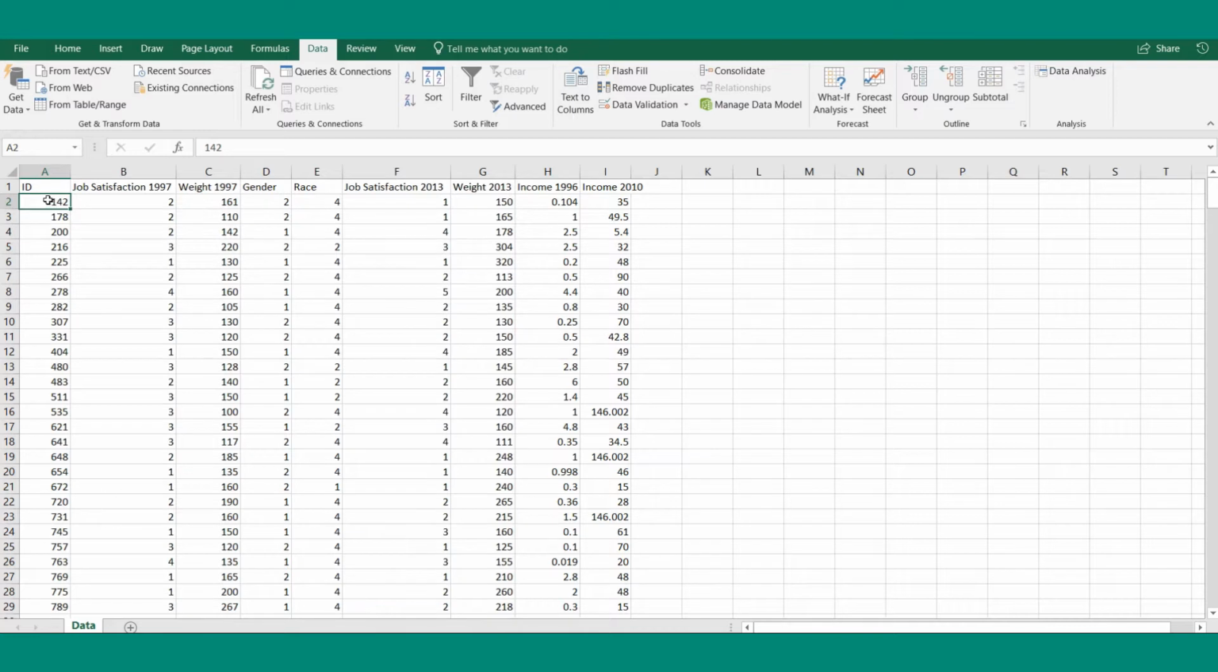And here we have person 142, that's their ID, and we have a weight of 161 and also 150. So that was their weight in 1997, and this is their weight in 2013. And also for person 178, we have a weight of 110 in 1997 and a weight of 165 in 2013. So it's paired by person.